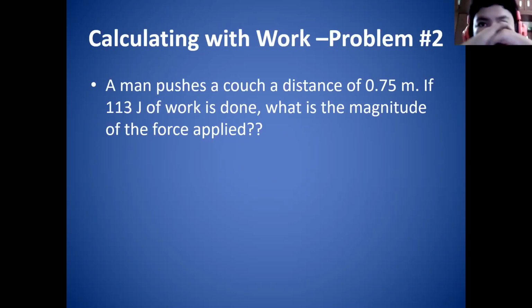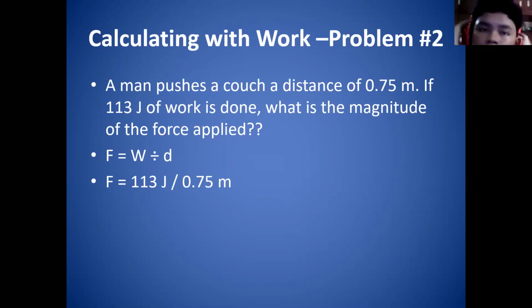So from the formula, work equals force times displacement. If the unknown is force, what will be the formula? Imagine the triangle of formulas, class. Work on top, force and distance in the bottom. So if you look at the placement of work and displacement, it is one over the other. Therefore, force equals work divided by displacement. Okay? So what is the value of your work? 113 joules. Displacement or distance is 0.75 meters.